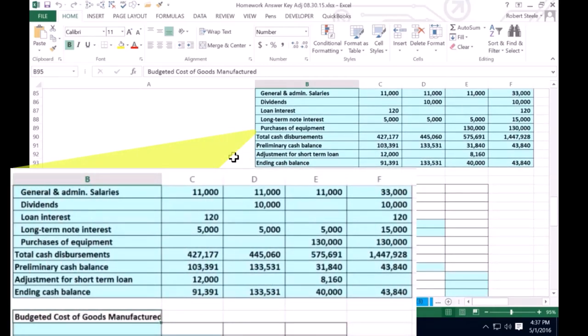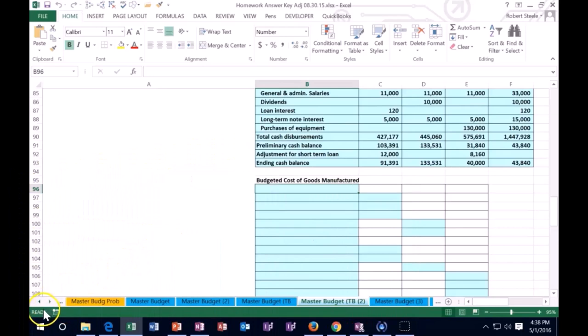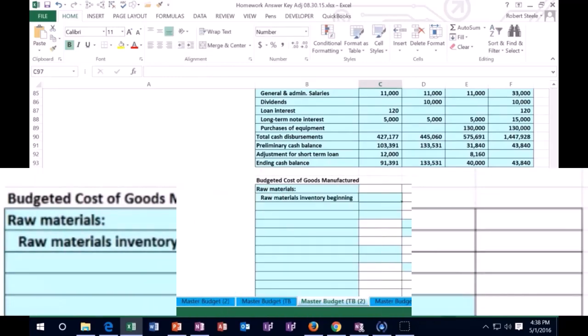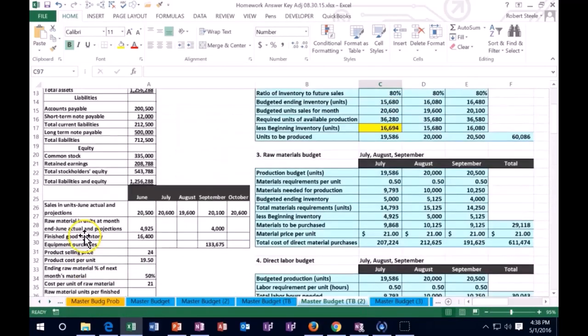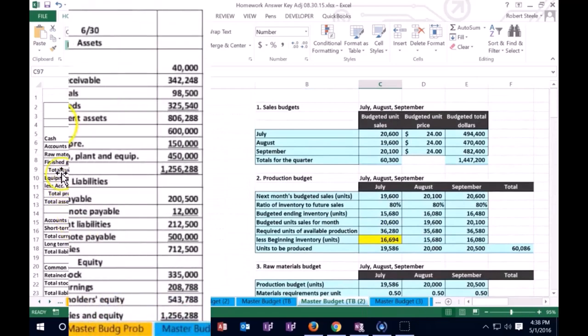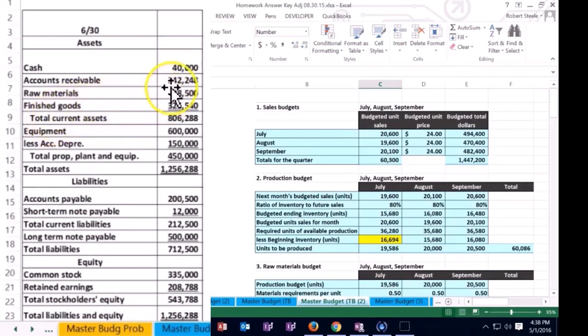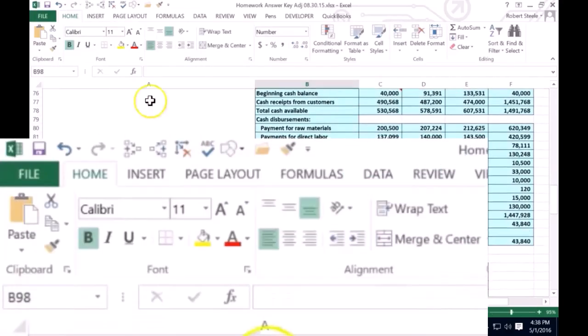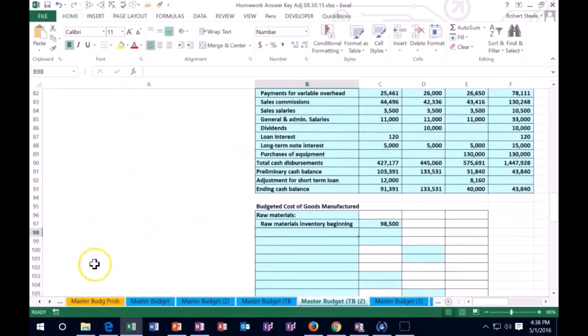All right, so we're going to start off with the raw materials. Now remember, there's three pieces to the cost of goods manufactured, what goes into our inventory process: raw materials, labor, and overhead. So we're going to start off with the raw material inventory at the beginning of the time period. We're going to get that from our balance sheet up top. So if we take a look at the balance sheet, we have raw materials 98,500.